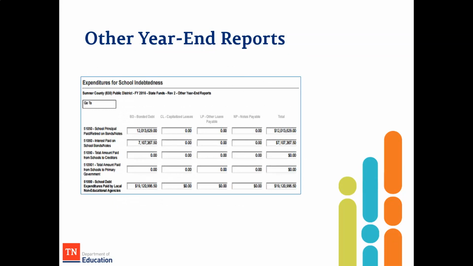This is what the school indebtedness looks like. You can see that this LEA only had bonded debt, but on the top portion it showed how much they paid on principal and how much they paid on interest of that bonded debt. At the bottom, you can see it was paid by local non-educational agencies, and it totaled at the bottom. So this one's complete unless you also had capitalized leases or other loans or notes payable.